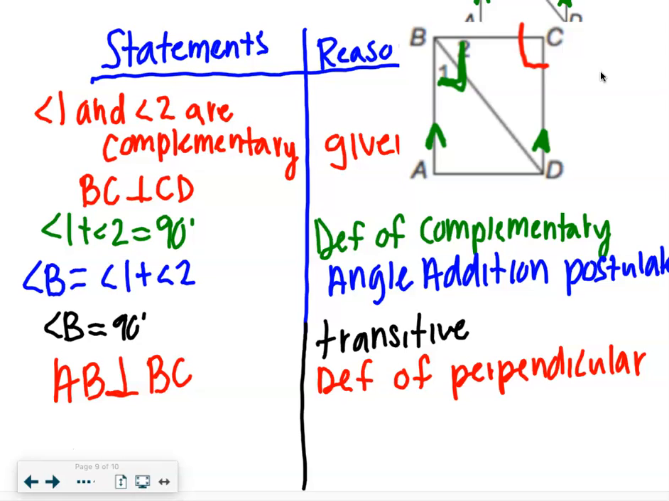Okay, now look. If BC is perpendicular to CD and AB is perpendicular to BC, what do you know about AB and CD? That they're parallel. We're done. AB is parallel to BC, because they're both perpendicular to the same line.